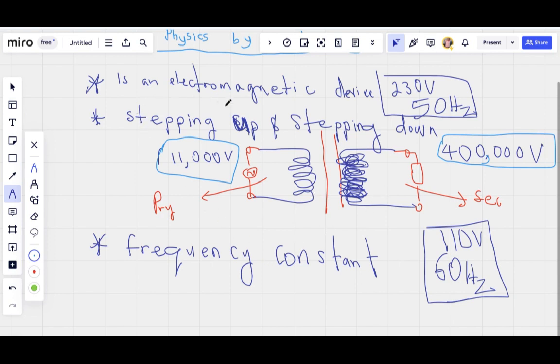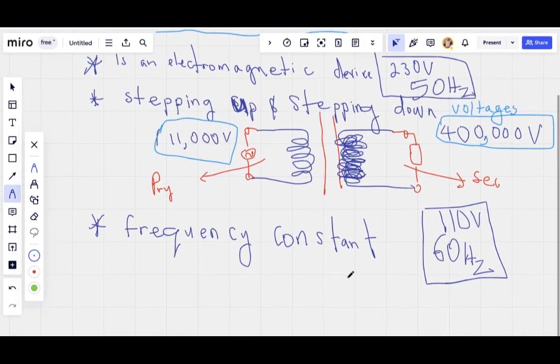So these are the three things we've talked about regarding the transformer. We say a transformer is an electromagnetic device. That's the first point. The second point is that it is used for stepping up and stepping down voltages. The third point to know about the transformer is that it has an operating frequency that is constant. That constant value could be 50 Hz or 60 Hz, depending on which value a particular country has decided to use.